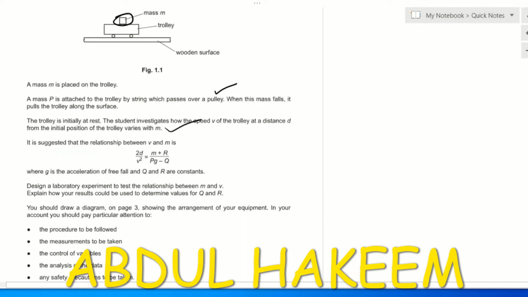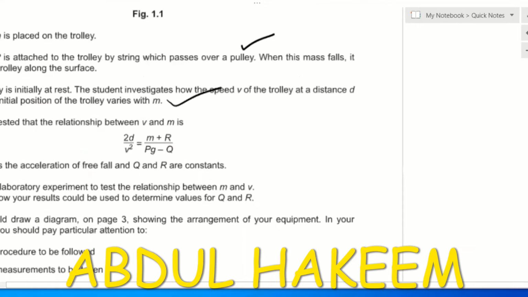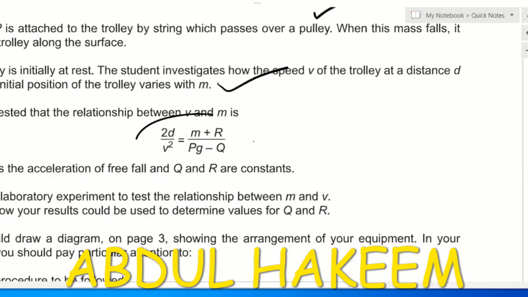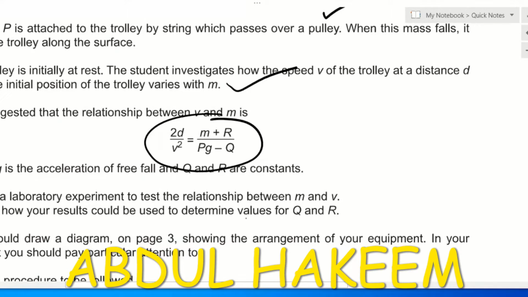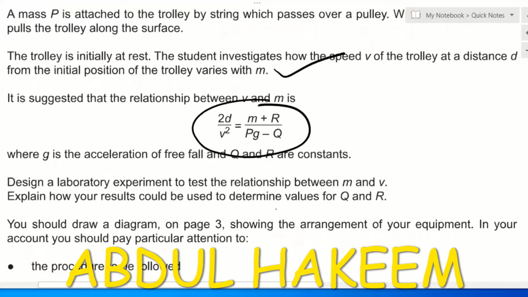It is suggested that the relationship between v and m, speed and mass, is 2d over v squared equals (m plus r) over (pg minus q), where g is the acceleration of free fall, and q and r are constants. Design a lab experiment to test the relationship between m and v. Explain how your results could be used to determine q and r.